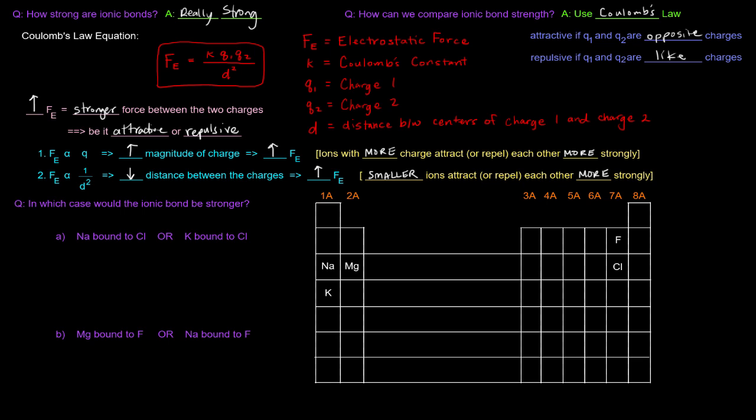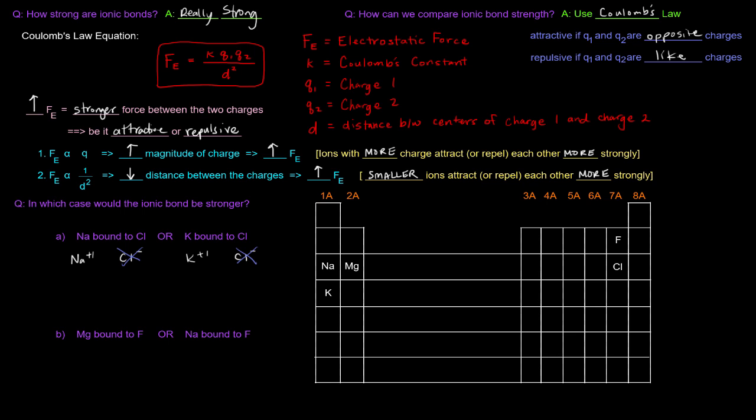Well, I have a Cl in both of them, so that's common to both. That can't be where the difference lies. The difference lies between Na and K. If I have Na bound to Cl, that means I have an Na plus ion and a Cl minus ion. And in K bound to Cl, that's K plus and Cl minus. Like I said, the Cl minuses are common to both, so we're going to ignore that. So we're really comparing Na plus and K plus. I noticed that both of them have a charge magnitude of +1, so their Q's are not going to be much different.